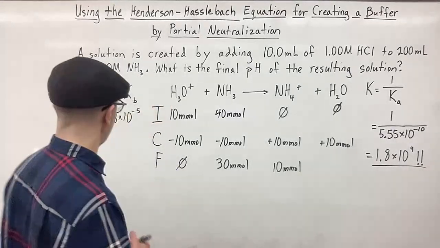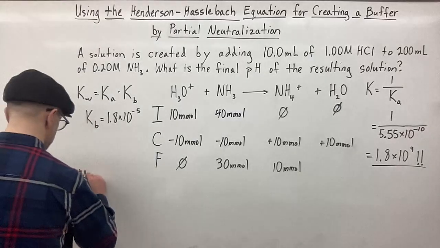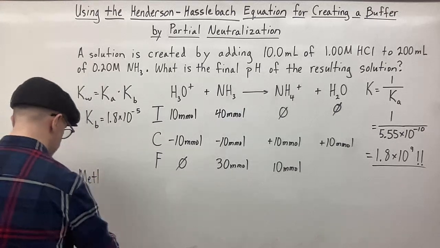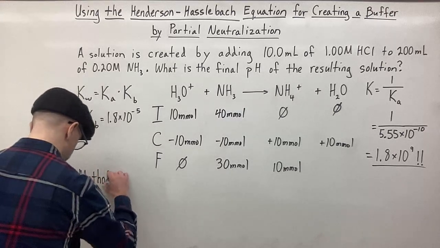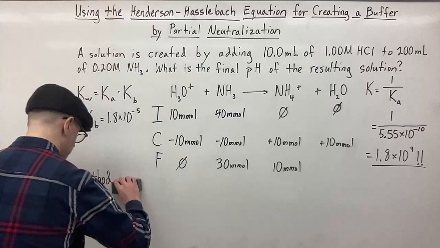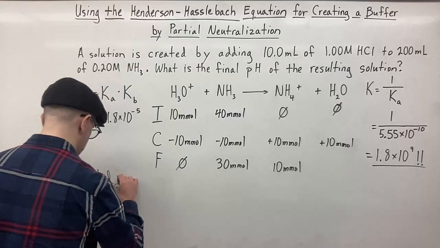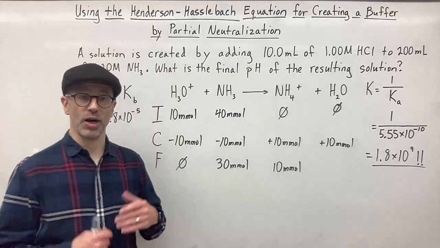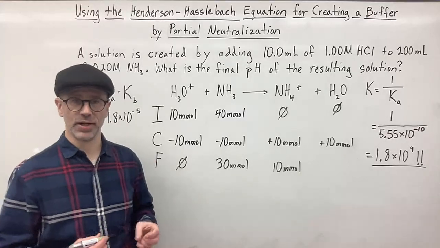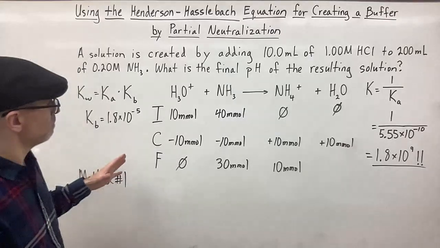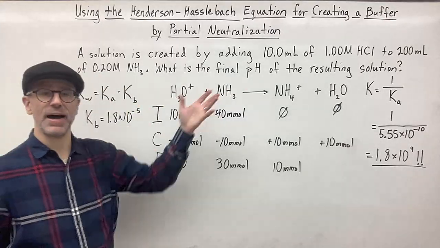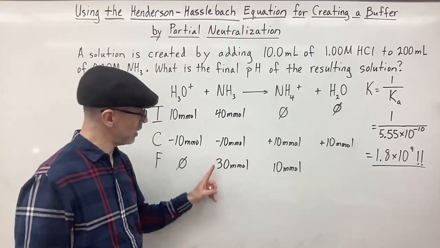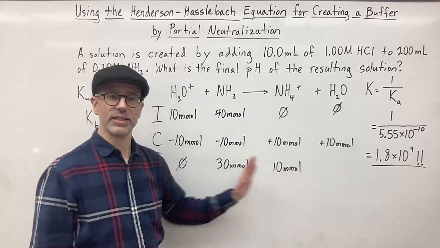Okay, so method number 1. What is method number 1 that you could use to solve this problem? Okay, so the first 3 methods are going to involve using the Henderson-Hasselbalch equation. So the first one is, first, we identified this as a buffer because we have some weak base and conjugate acid in solution.